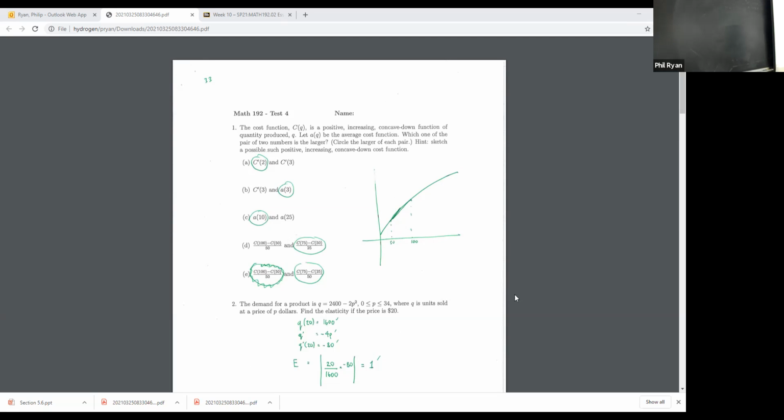And the last two were average costs, but we can think of our average costs as secants, right? So again, secants that occur earlier are going to have a higher slope than secants that occur later. So here is an early secant, compared to this up here, which is a later secant. And so those two things would be the greater ones. Because it's concave down, basically, every time something was earlier, it was steeper.